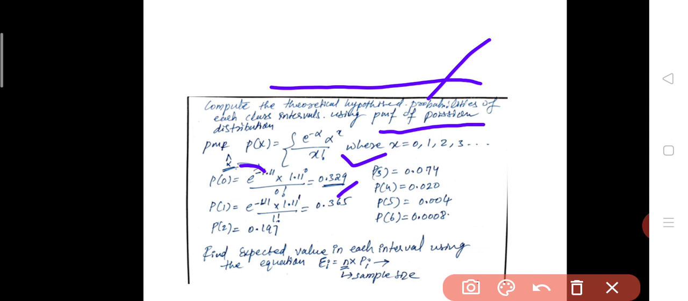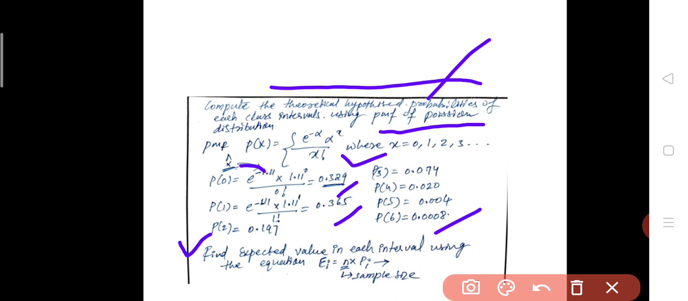The theoretical hypothesized probability value for the second value is equal to e raised to minus 1.11 into 1.11 raised to 1 divided by 1 factorial. So we get a value 0.365. So we will find out the theoretical hypothesized probability for all x values, right? The last value will have a theoretical hypothesized probability of 0.008.